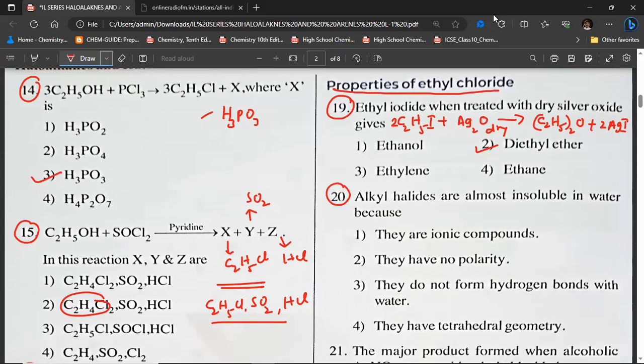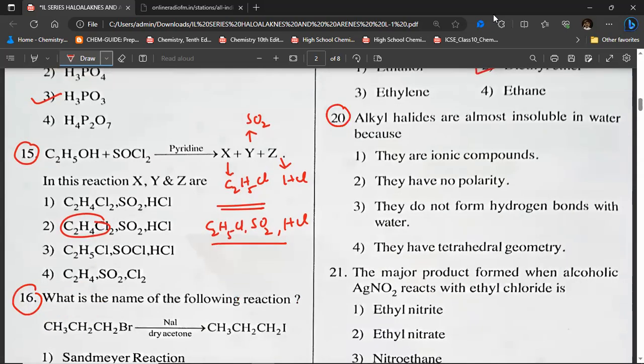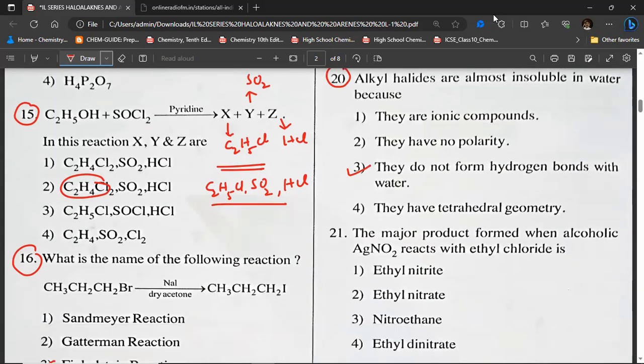Question number 20: alkyl halides are almost insoluble in water because of what reason? They are ionic compounds, they have no polarity, they do not form hydrogen bonds with water. Yes, it is correct, because they don't form hydrogen bonds with water, as chlorine and iodine are not considered in hydrogen bonding because of the size of the halogens.